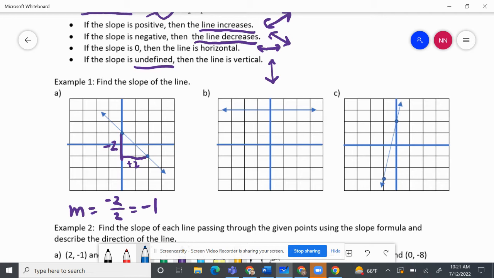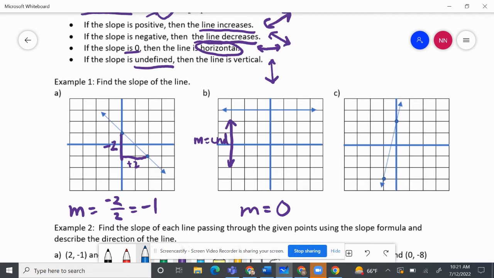Now here I have a horizontal line, and remember, whenever it's a horizontal line, our slope is 0. So automatically I see a horizontal line. I don't need to calculate anything. I know that we have a slope that's 0. In the same way, if I were to see a vertical line, I would know that that slope right there would be undefined.